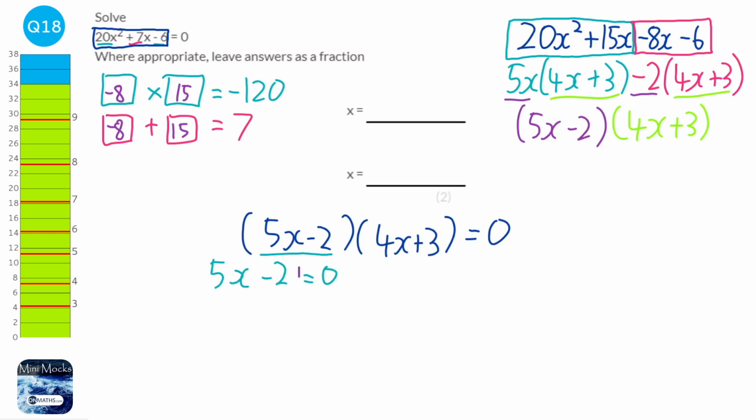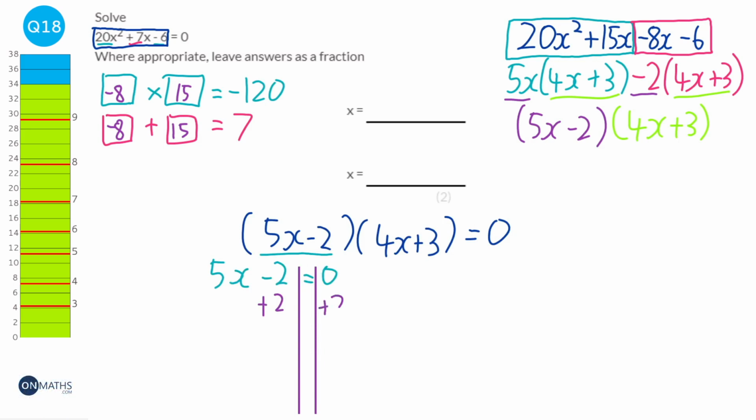And solve it. So get our lines down. Going to start by adding 2 to both sides. And then we're going to divide by 5. And we can show that as a fraction just by doing 2 over 5. So our first solution is 2/5.